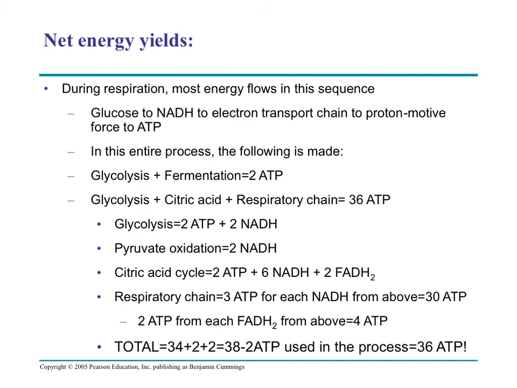So, we can see that if you do glycolysis and fermentation that we make 2 ATP. Again, that is made by substrate level phosphorylation.